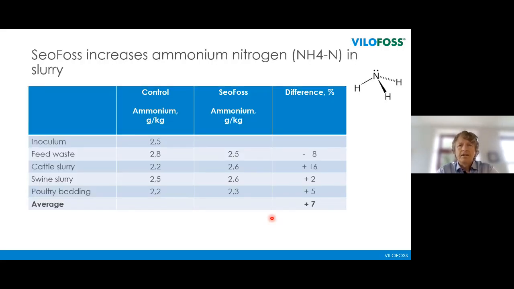We have made several tests on how Seofoss changes this equilibrium. Here was a test on different feed materials, as also shown earlier. As you can see, we were able to increase the ammonium content in all these 4 different media, and on average it was around 7%. So 7% more ammonium was found after supplementing with Seofoss.